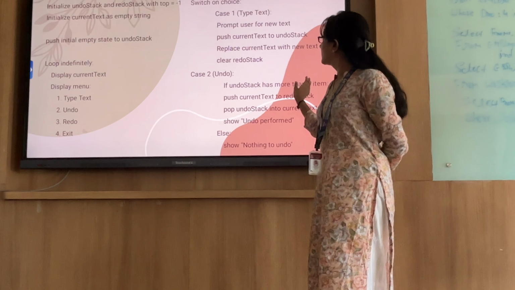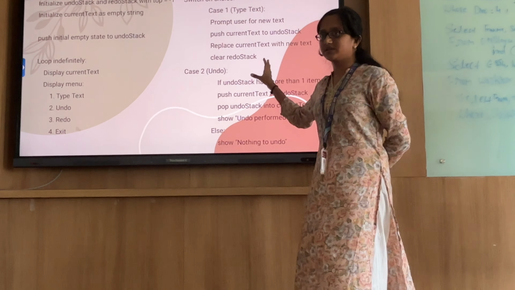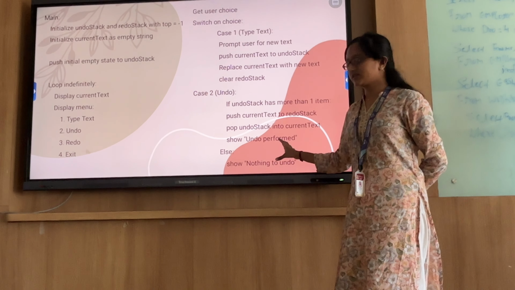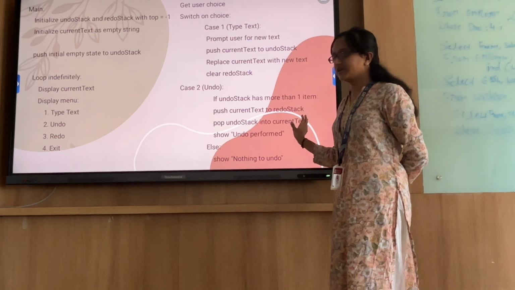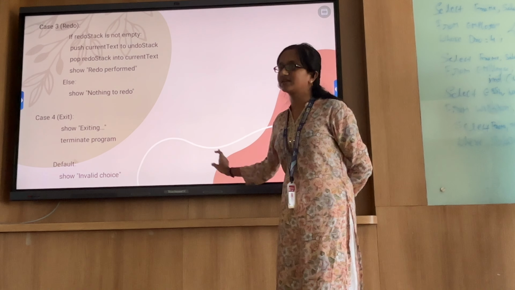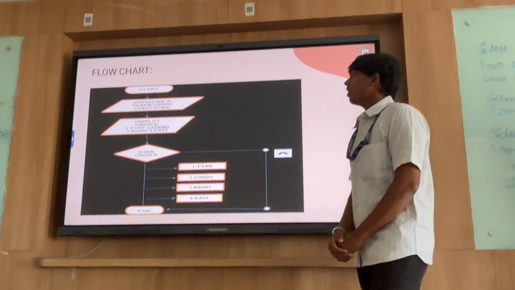In case one, the push, we call the push function, and we store in it. And in case two, undo, the current text will go and be stored to the redo stack, and the undo stack will be popped. And next, in case three, redo, if the redo stack is not empty, push the current text to the undo stack, and the top of the redo stack will be popped. Later, exit.